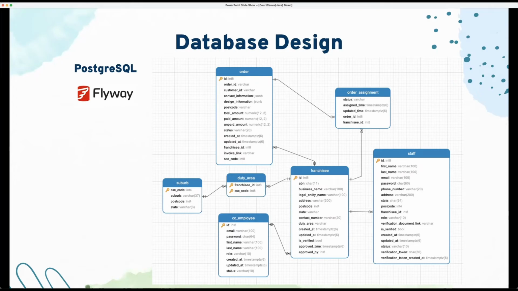multiple orders. For the data in the order table, we plan to use a message queue to get it from the Node group, but it's still in progress. Finally, we use Flyway to achieve DB migration.